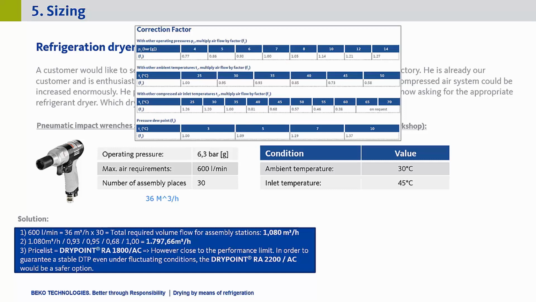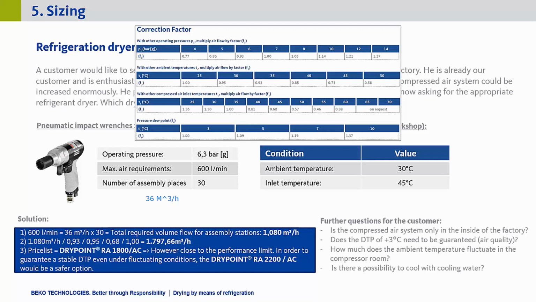But then again, every selection, as I said, is a little bit different from the one before. So you could ask the customer some more points. For example, down here you see further questions to the customer. Is the compressed air system only in the inside of the factory? This is also important to know, at least here in Germany. In wintertime, we will always have freezing on the outside. So if the compressed air line that the fridge dryer is connected to is running in free air between two buildings, then a fridge dryer is not sufficient for drying, because we would get freezing in the pipe system outdoors.